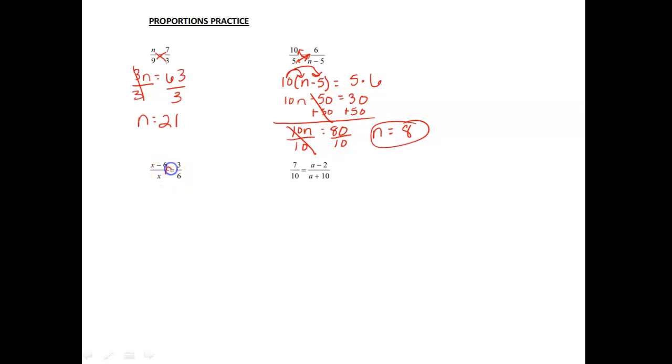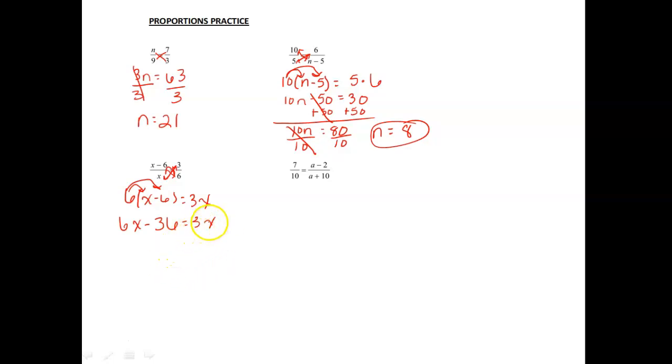Let's do the same thing here. Try to work these on your own before I finish them, and then check your work. See if you get the same answer. That's how you help yourself study. 6 times x minus 6 equals 3 times x. Distribute. 6 times x is 6x. 6 times negative 6 is negative 36 equals 3x.